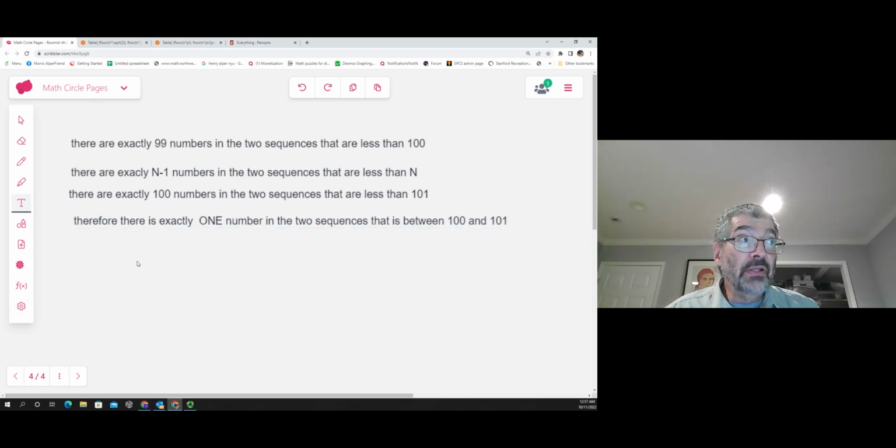And similarly, give me any integer n, there's exactly one number between n and n plus 1. If you look at an integer times alpha, the next integer times alpha, and similarly for the betas, of those two sequences put together, there's exactly one number in those two sequences that's between n and n plus 1. That's the same thing as saying there's exactly one number in the sequence whose floor is n. And that works for every n.